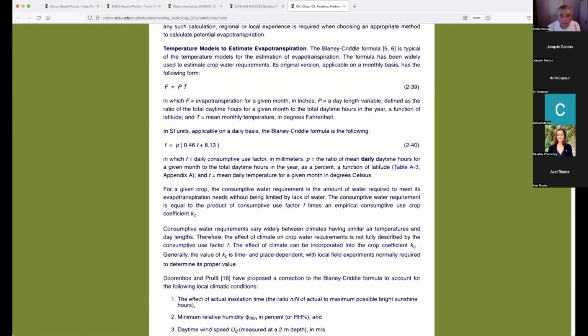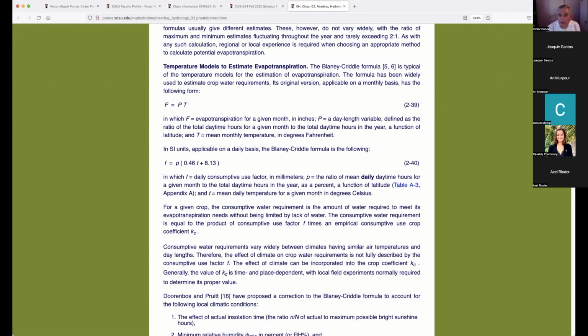The Blaney-Criddle formula is typical of the temperature models for the estimation of evapotranspiration. It was at one time recommended by FAO of the United Nations, the Food and Agriculture Organization. I believe it has now been superseded. However, for the sake of history, we cover the Blaney-Criddle, although I'm not going to spend a whole lot of time on it.